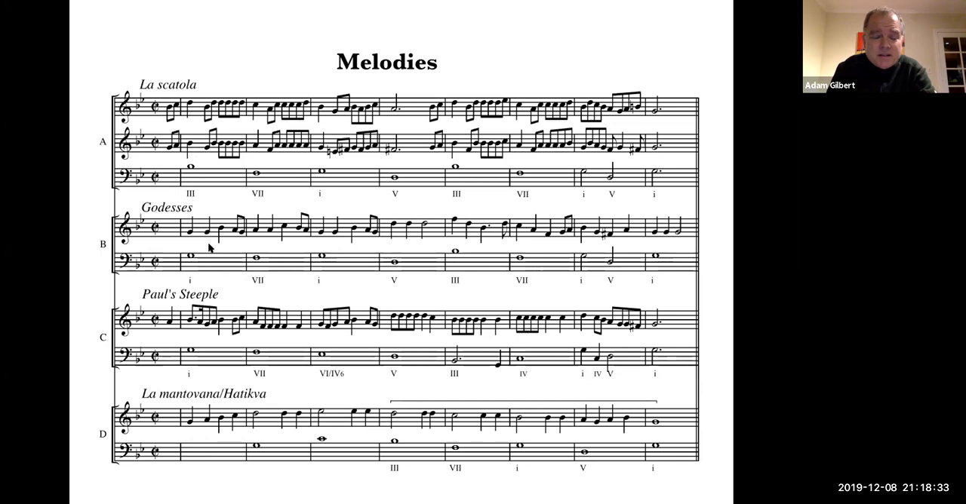And that's Goddesses. Paul Steeple is another variant. And here's the cool thing. If somebody saw a melody with a pattern like Greensleeves in it, and here's Hatikva, they just stick the bass chords, the progressions of Greensleeves in there. And that's one of the most important things.